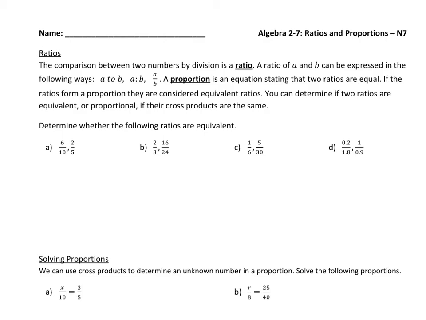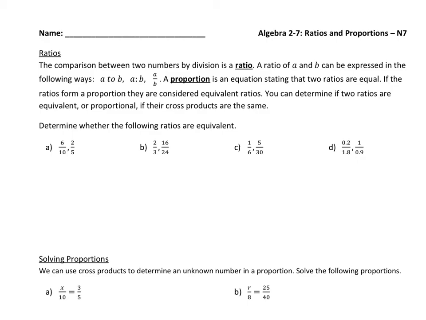A proportion is an equation stating that two ratios are equal. If the ratios form a proportion, they are considered equivalent ratios. You can determine if two ratios are equivalent or proportional if their cross products are the same. Determine whether the following ratios are equivalent.